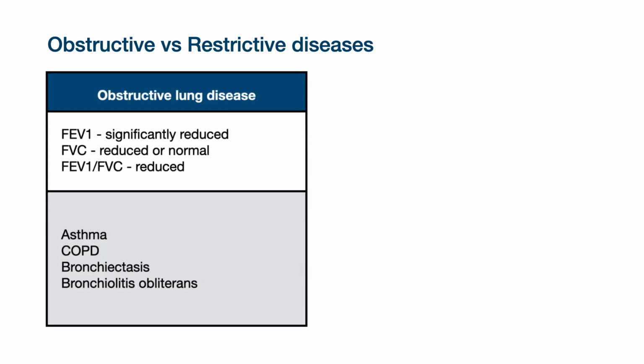Let's now look at the examples and the characteristics of obstructive and restrictive lung diseases. Obstructive lung disease is marked by significantly reduced FEV1 with reduced or normal FVC. So in total, you'd expect a ratio of FEV1 over FVC to be reduced. Examples of conditions are asthma, chronic obstructive pulmonary disease, bronchiectasis, and bronchiolitis obliterans.